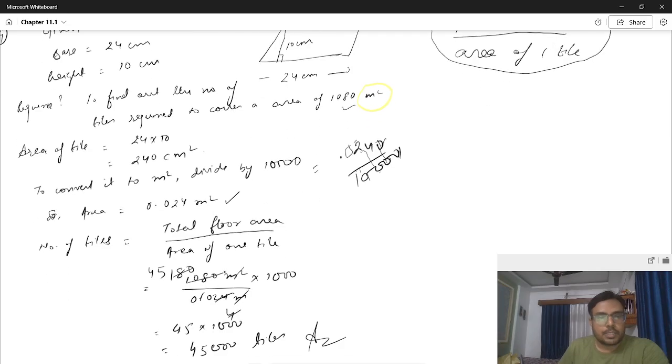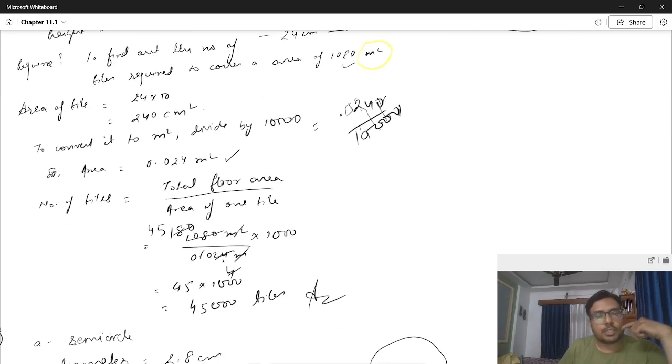So number of tiles is equal to total floor area divided by the area of one tile. Total floor area is 1080 and the area of one tile is 0.024 meter square. Meter square cuts with meter square, and the point becomes 1000 upper. If we solve this, it will come to 45 into 1000, or 45,000 tiles.